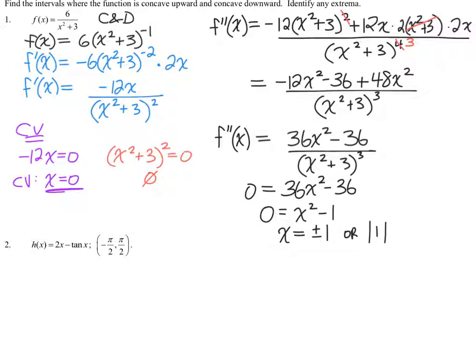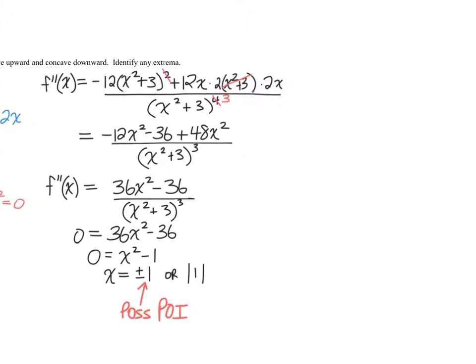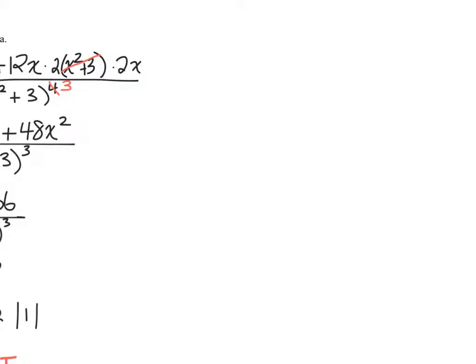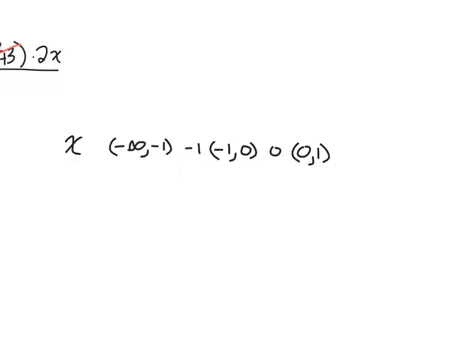So now that we have all this stuff, and again, we're going to go with this one. This is my possible point of inflection. We have 0 and plus or minus 1 as my important points in my sign chart, the one that they don't tell you that you need to make, but you need to know that you need to make. So x: negative infinity to negative 1, negative 1, negative 1 to 0, 0, 0 to 1, 1, and then 1 on to infinity.